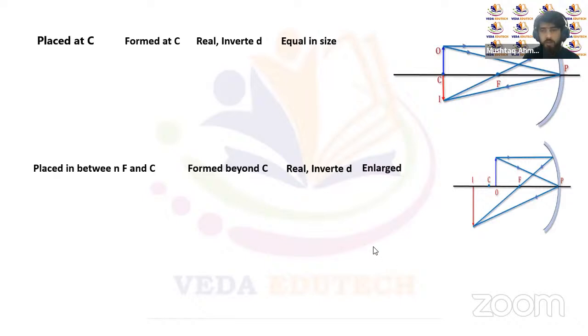Now you can see here the object is placed at C, the center of curvature. We know that when an object is placed at the center of curvature, the rays coming from the center of curvature will actually pass through the center of curvature, and after reflecting they will meet at the center of curvature. The image will be formed at the center of curvature, and the image formed will be real and inverted, and the height of the image will be equal to the height of the object, or we can say the image formed will be of equal size with the object. So this is the third case. And the fourth case is that if we place an object in between focus and center of curvature.